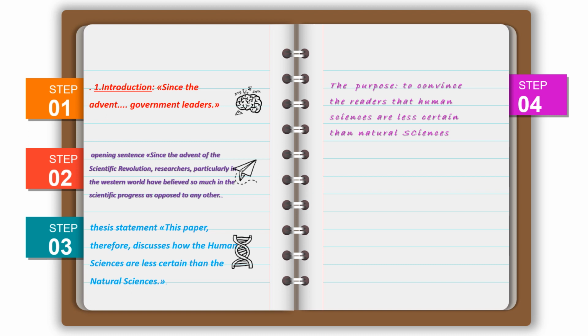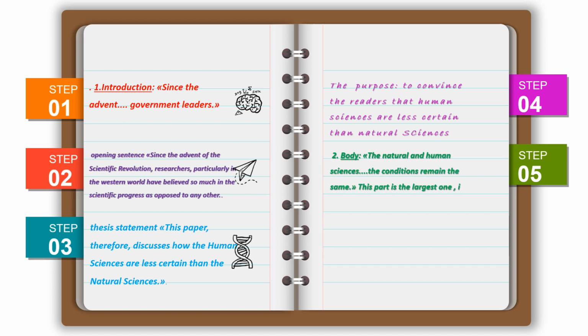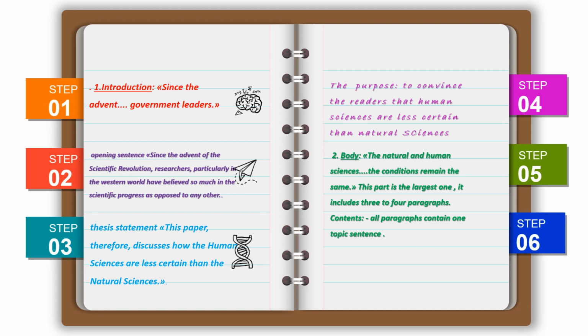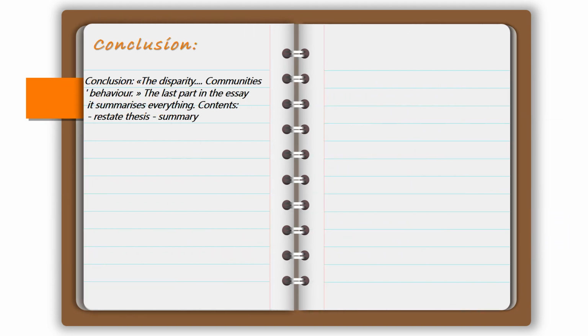Then we have the second main part, which is the body paragraph, which starts from "the natural and human sciences" until "the conditions remain the same." This part is the largest one. It includes 3 to 4 paragraphs, and all paragraphs contain one topic sentence. And the last main part is the conclusion, which starts from "disparity" until "community's behavior." This is the last part in our previous essay, and it summarizes everything.